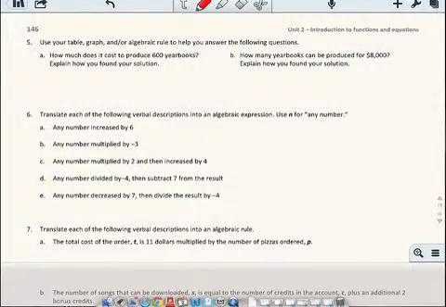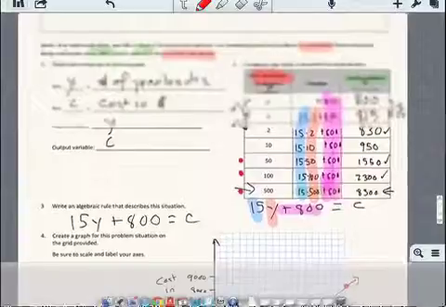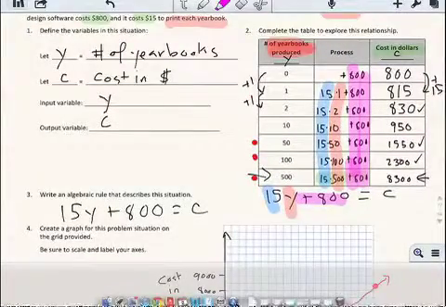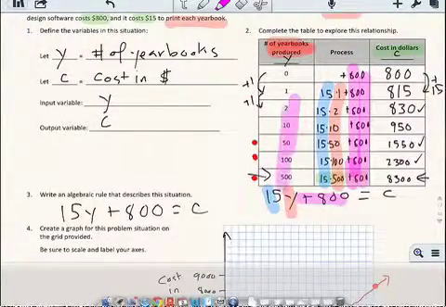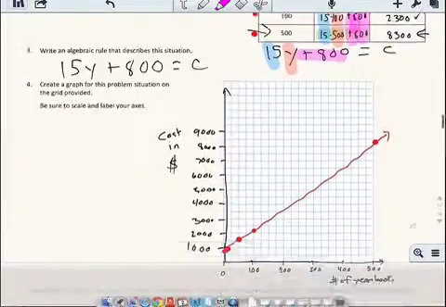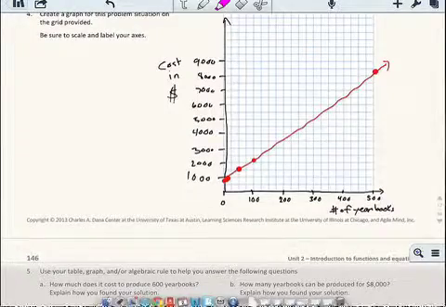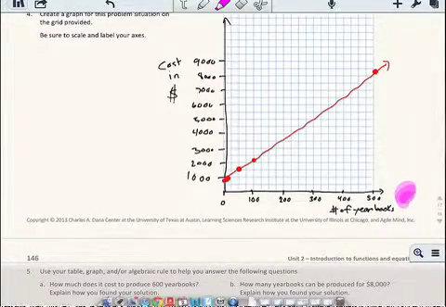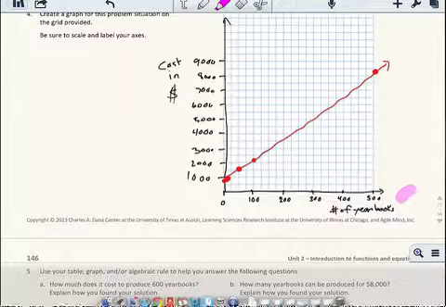Explain how you found your solution. Okay, so I'm looking for 600 yearbooks. That's not in my table anywhere over here, so I don't think I'm going to use my table. It asks for a precise answer. If I look over here, I don't have 600 yearbooks on my graph. It would be out here, so I don't have that either. So I'm going to opt for the rule this time.